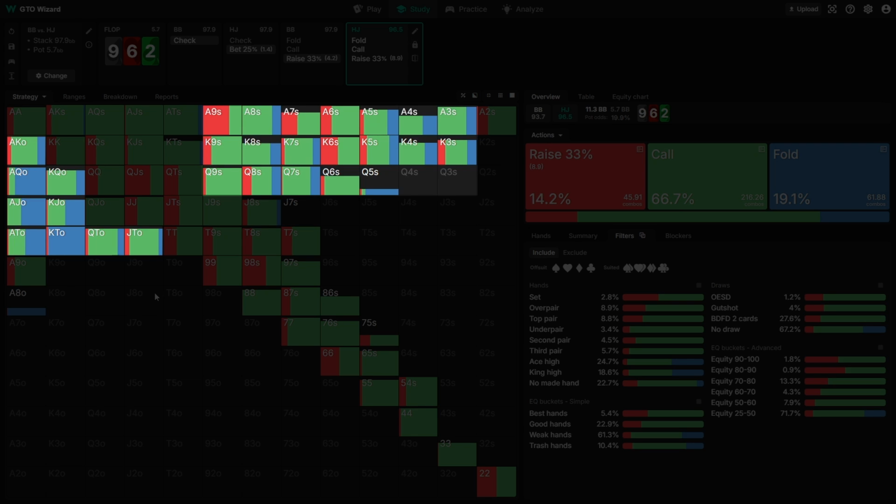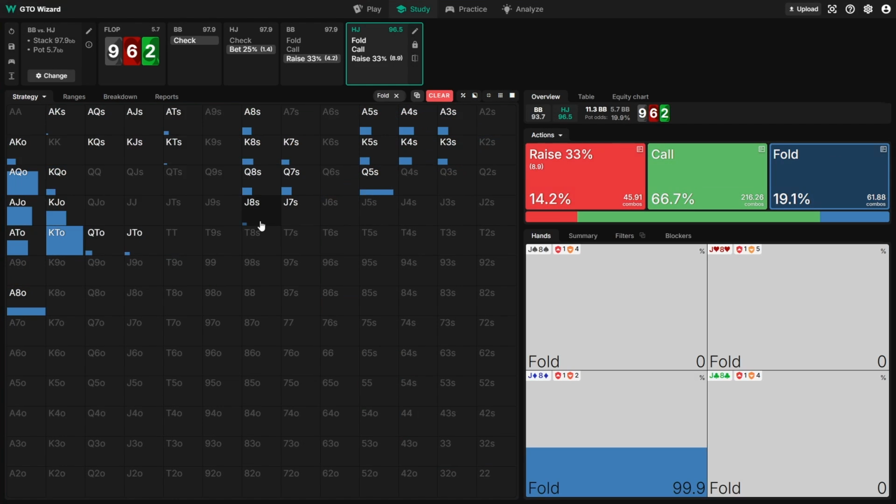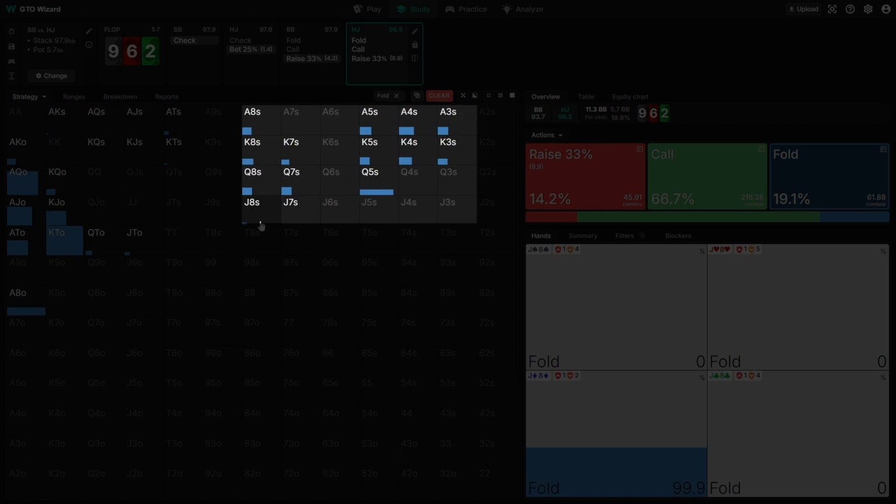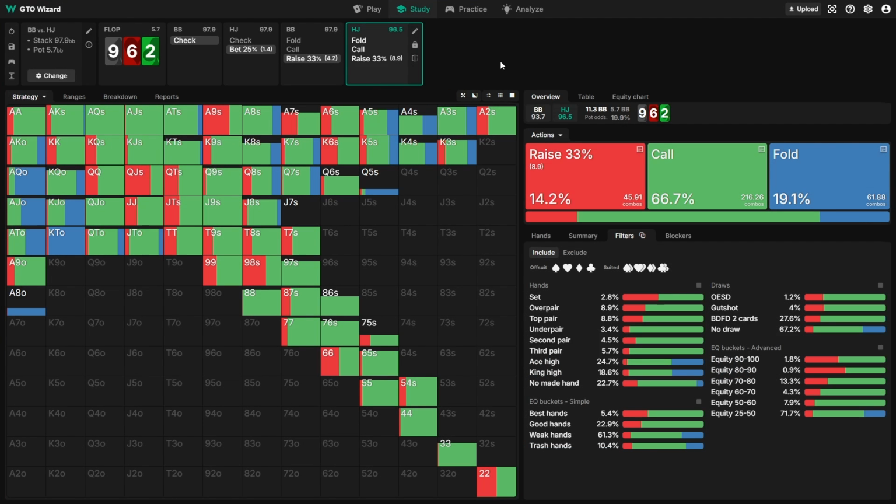All this stuff over here that's mixing folds. This is the folding range, and it's really just the very, very bottom here and some of this stuff over here as well. So there's not a lot of stuff that's actually folding. We're only getting a fold 19% of the time, but that's why we're able to raise a wider value range and a more diverse range of bluffs.